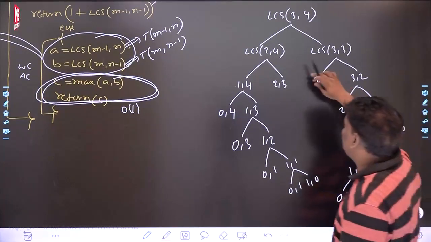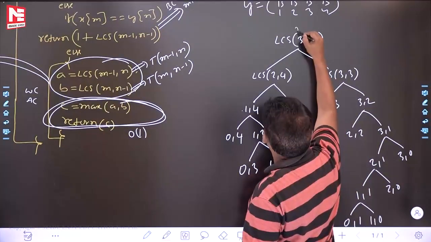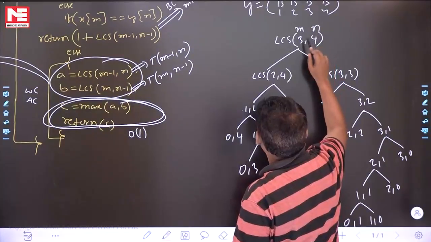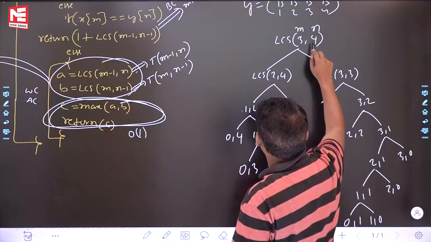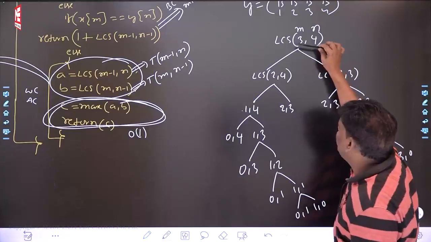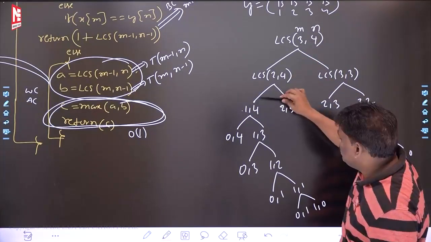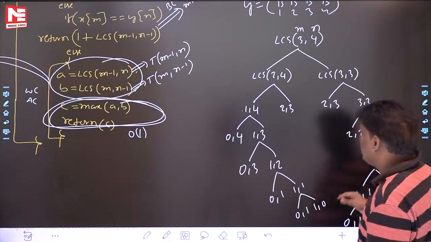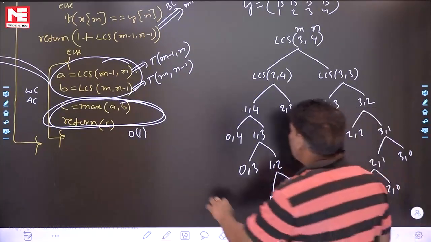Now can you help me? How many levels will there be? This is the M, this is the N. What is M plus N? 7. If you want, you can check. It is a 7 level tree. See this one: 1, 2, 3, 4, 5, 6, 7. A 7 level tree. So what I want to say indirectly, I will say directly.